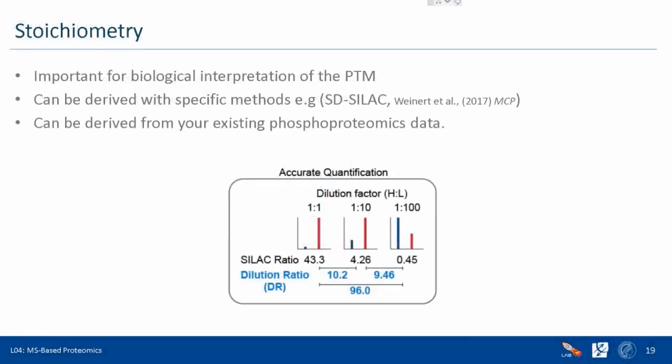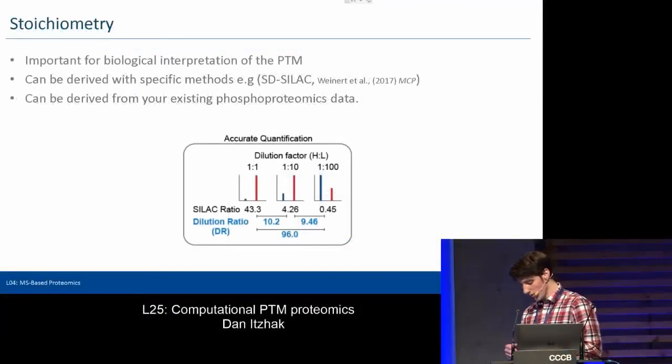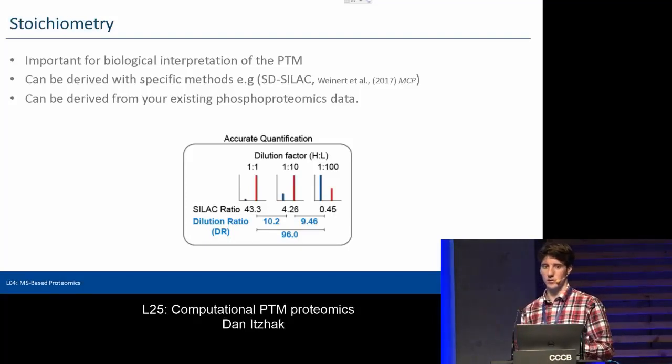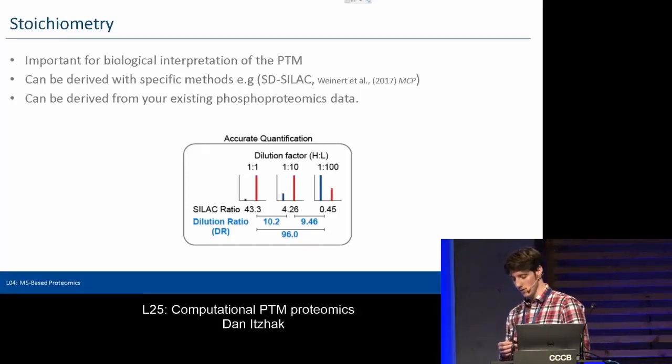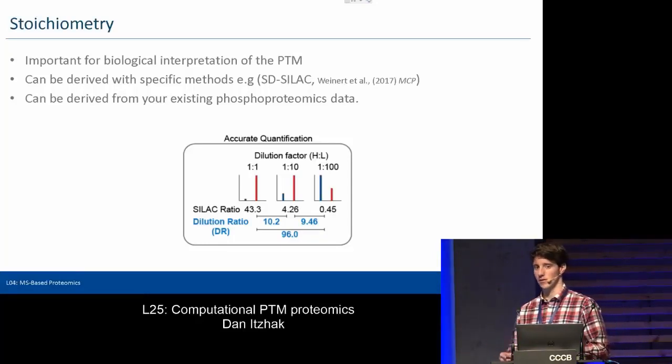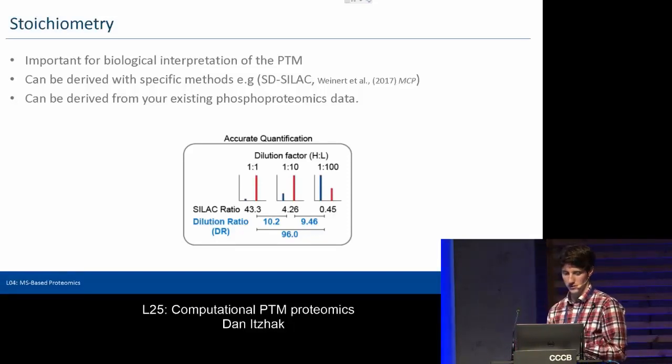Okay, one of the other things that we will want to obtain from PTM data is stoichiometry. And this is important for biological interpretation of that post-translational modification. You can imagine there's going to be a big difference between something which is modified on 1% of the protein or 100% of the protein, right? This is important for nothing but biology.